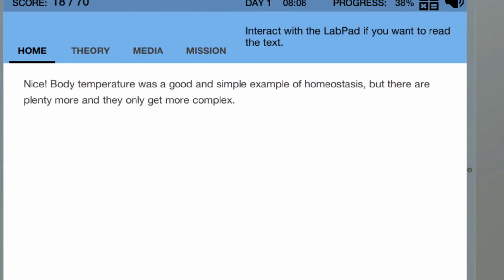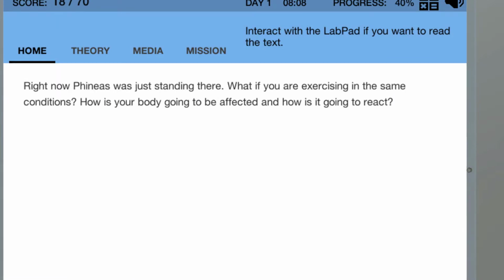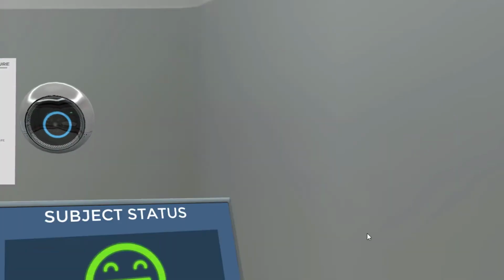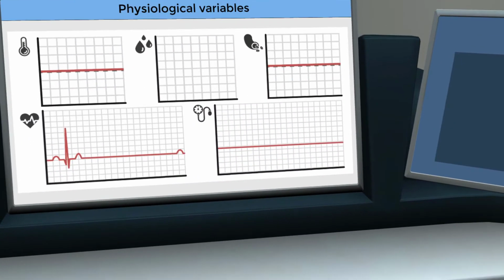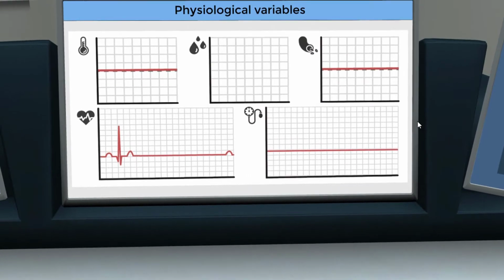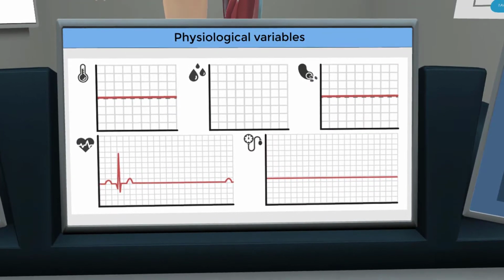Right now Phineas was just standing there. What if you were exercising in the same conditions? How is your body going to be affected and how is it going to react? Please take the time to observe the new physiological variables we are going to monitor.